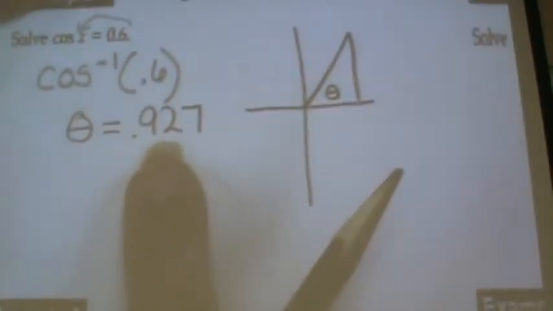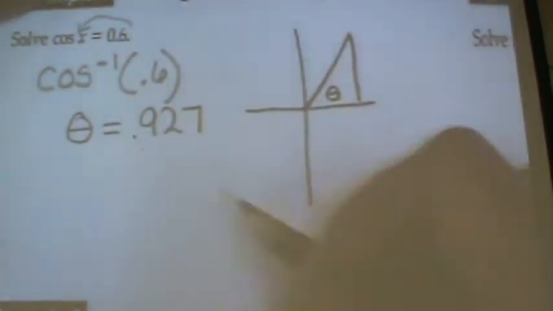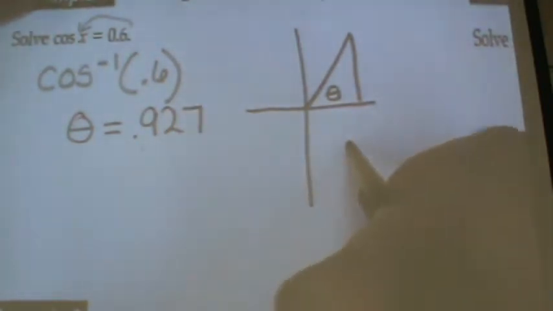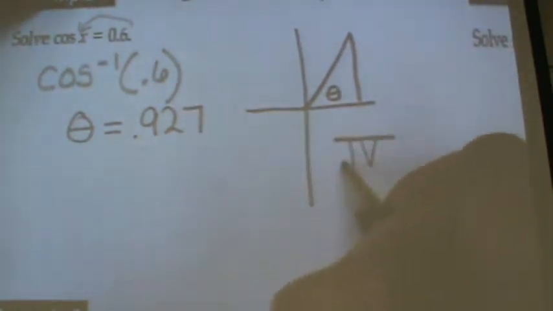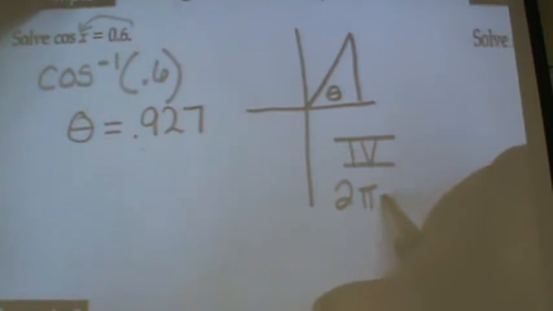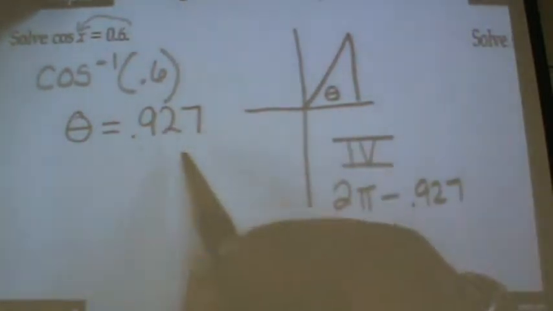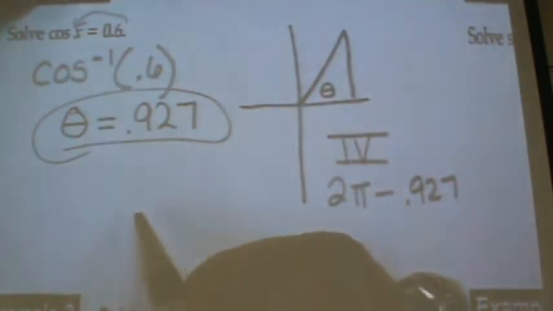So now, that's the angle we were talking about, 0.927. Where else is cosine positive? It's positive in quadrant 4, so you're going to do 2 pi minus 0.927. So this answer is 1, and then 2 pi.